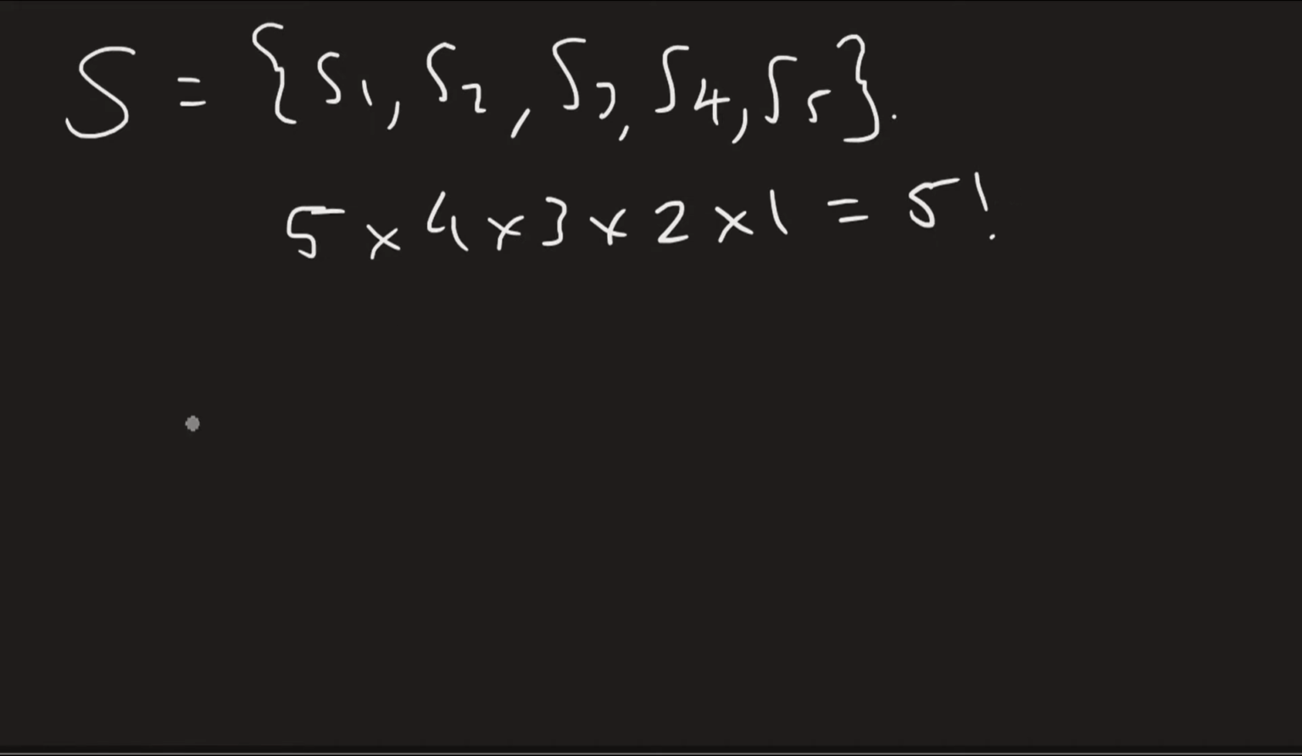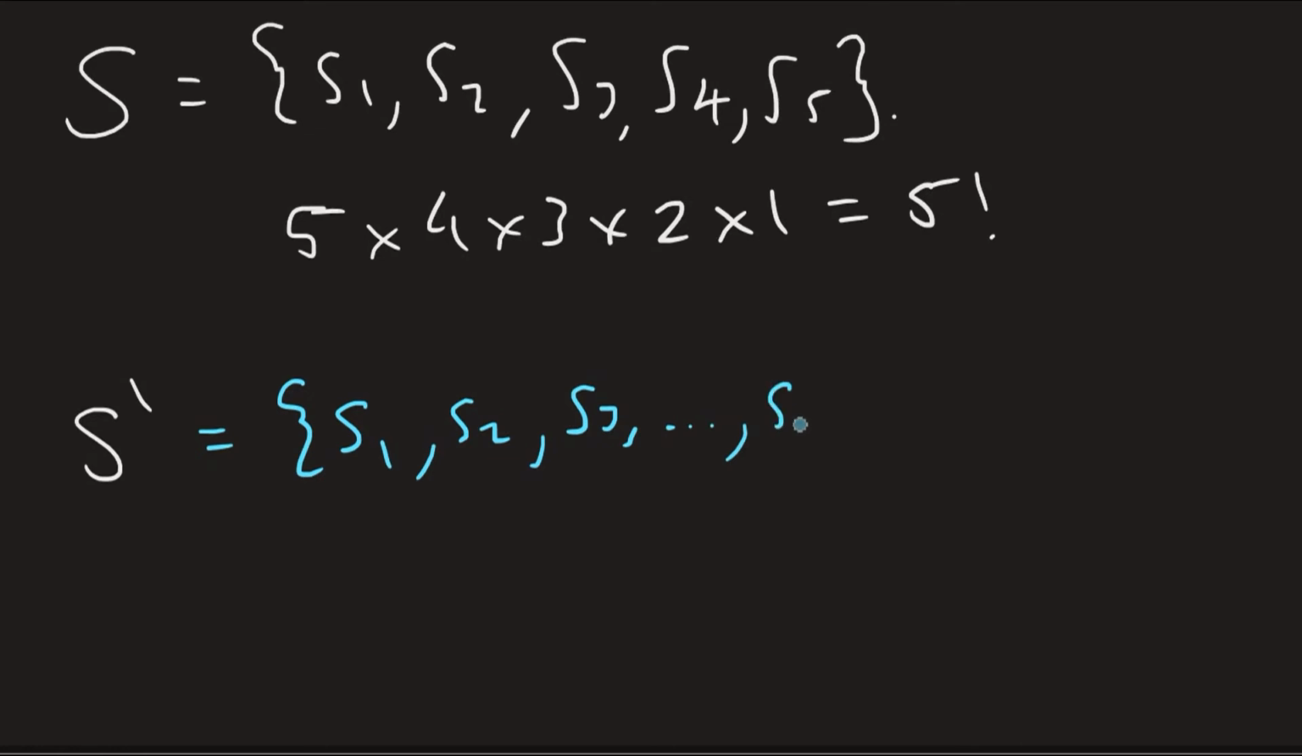So more generally, let's say we have a set S prime, and that has the members S1, S2, S3, S4, S5, S6, etc., up to Sn. And we want to know how many possible permutations there are of this set. So if we look at this example, there were 5 members in the set. So for our first choice, we had 5 possibilities, and then we took one out. We were left with 4 members in the set. So we have 4 choices for the following place: 3, 2, 1.